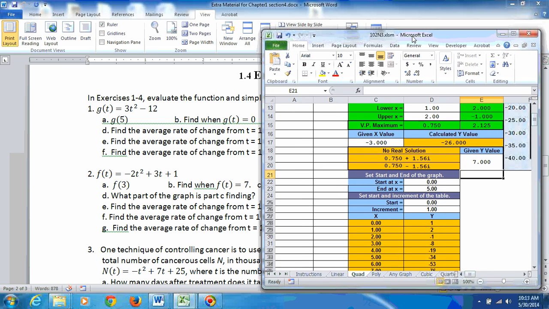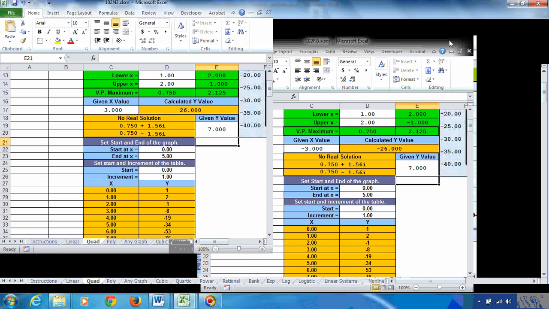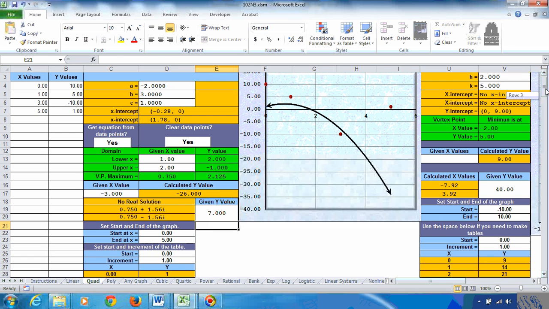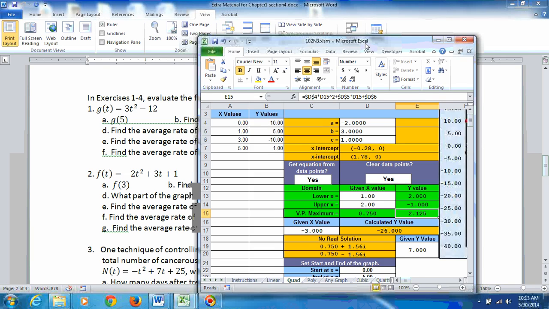In other words, if we look at this graph, the graph of this thing is never going to be 7 units high. And you can see it's a parabola opening downward. The vertex point is a maximum, and it doesn't go above 2.12. So that's why you get these imaginary solutions right there, complex solutions, non-real.